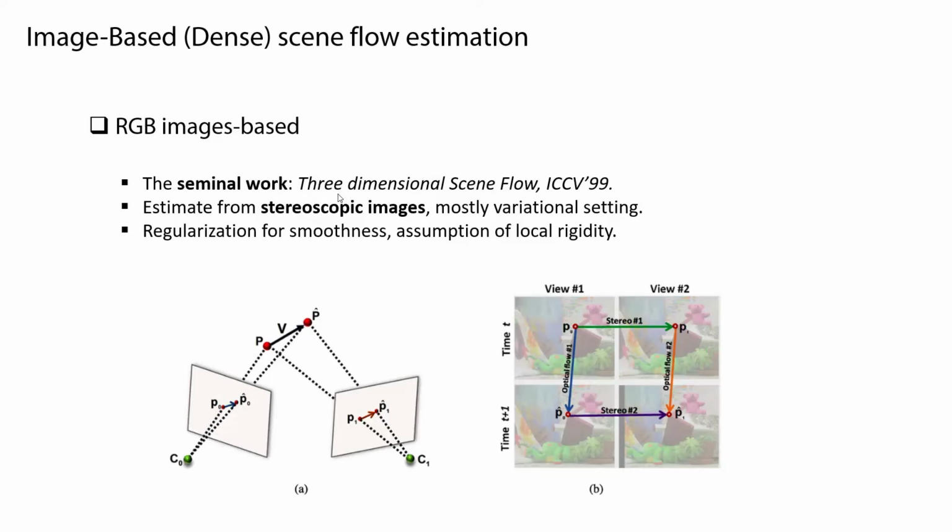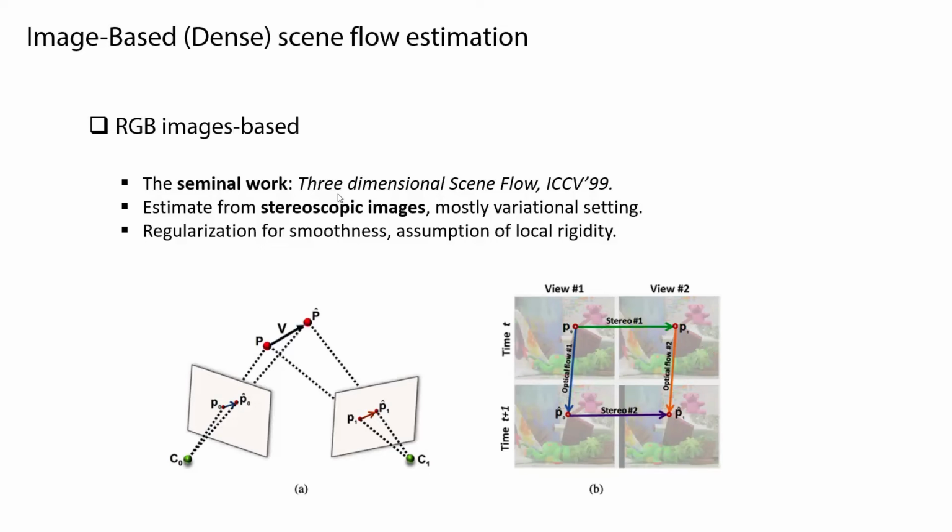Let's go back to our focus topic, scene flow. The scene flow definition was first proposed in 1999, in a paper called Three-Dimensional Scene Flow, which combines optic flow and the depth information of the images to estimate the scene flow. Since that work, many methods have tried to improve performance by jointly estimating the structure and motion from stereo images, mostly in a variational setting.